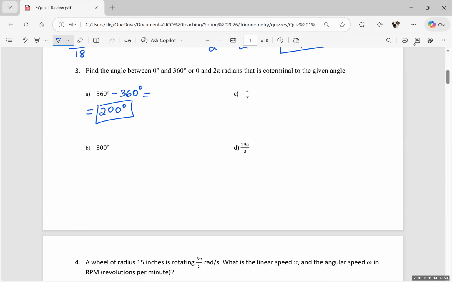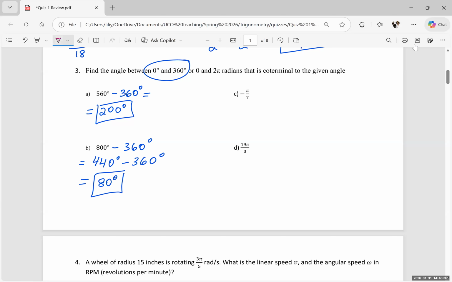We'll go ahead and do part B. Again, you start with subtracting 360 degrees. On that one, it's not going to be quite as fast, because once we subtract 360 from 800, we're actually going to get 440 degrees, which is bigger. It's not in this interval. It's bigger than 360, so go ahead and subtract 360 one more time. Now you'll get 80 degrees, which is between 0 and 360.